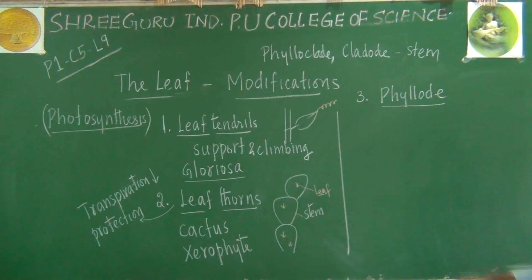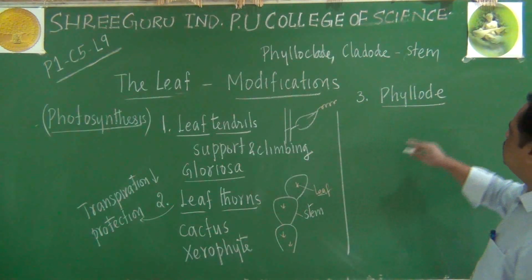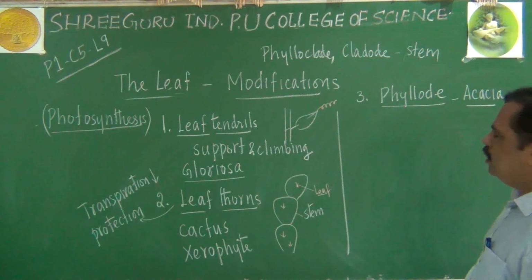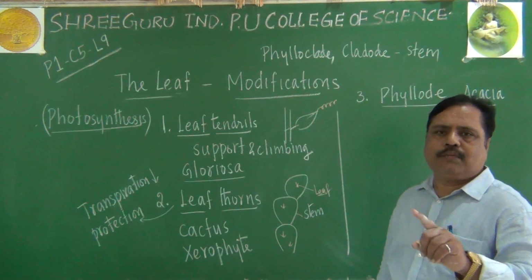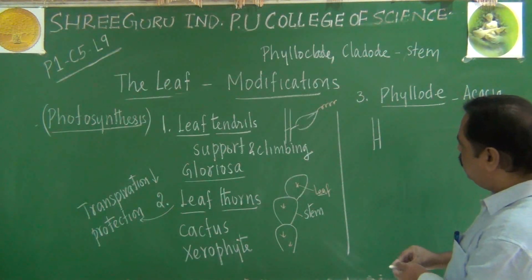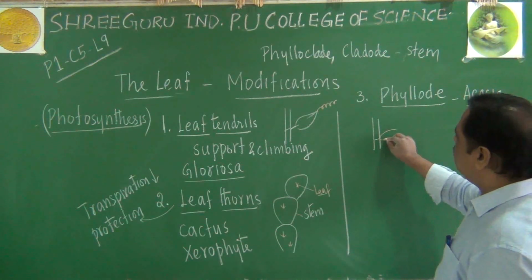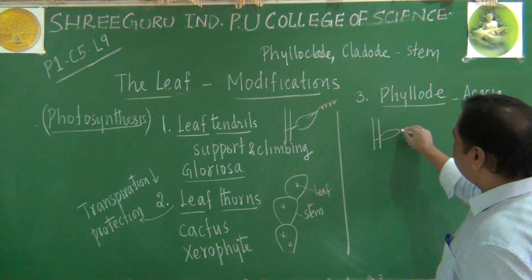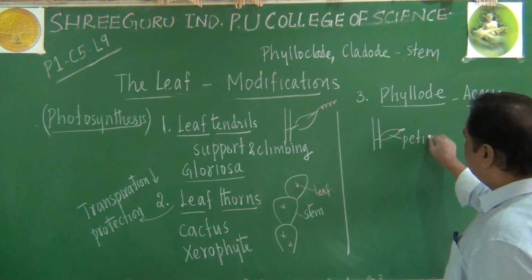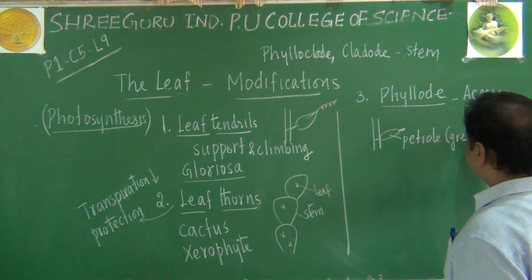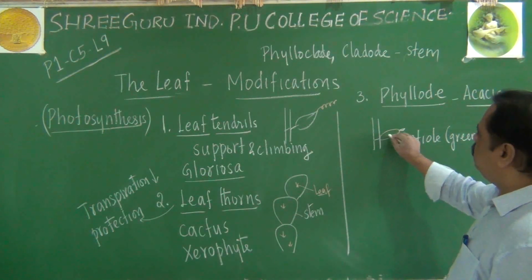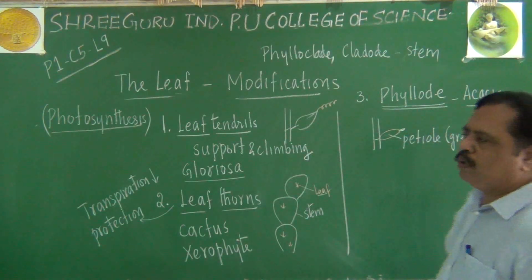What is the difference with phyllodes? Please listen carefully. In some plants like acacia, the petiole will do the function of photosynthesis. Imagine this is the stem. Here the petiole will become green and flat like this. The leaf will become a modified structure, a thorn-like structure. So this is the petiole and this is becoming green in color. It will undergo photosynthesis. So when the petiole performs the function of a leaf, it is called a phyllode.